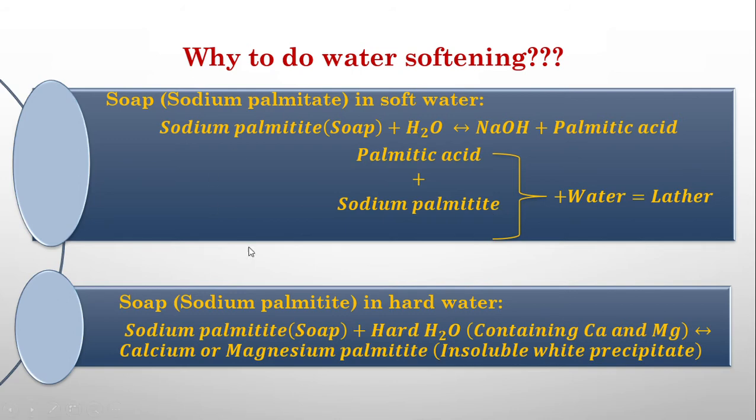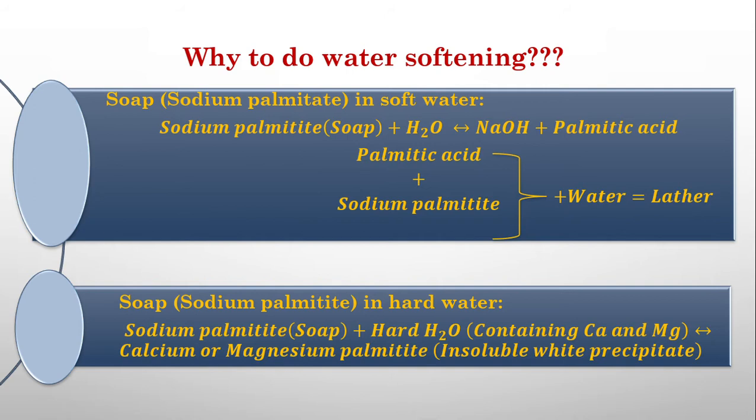So soap is basically sodium palmitate. This is the case of normal water or soft water. When this soap reacts with the water, it will form sodium hydroxide and palmitic acid. This palmitic acid again reacts with the soap, sodium palmitate, and water to form lather. This is the process occurring in normal water.